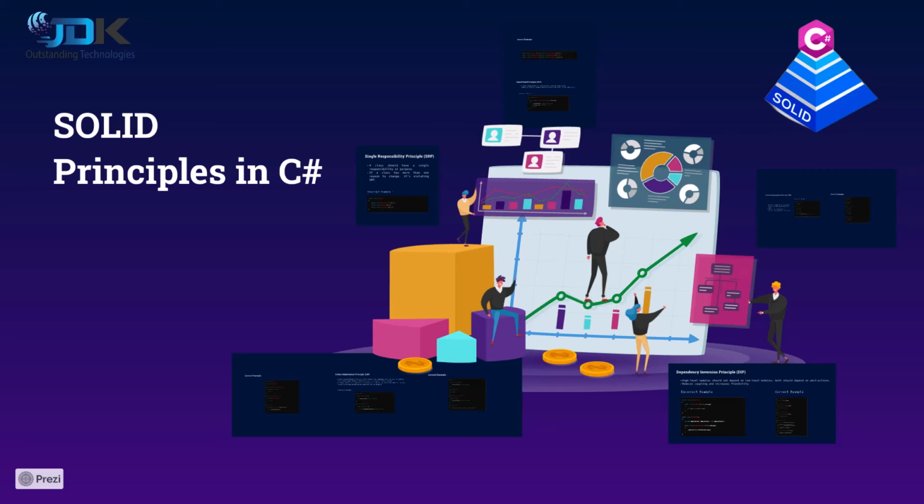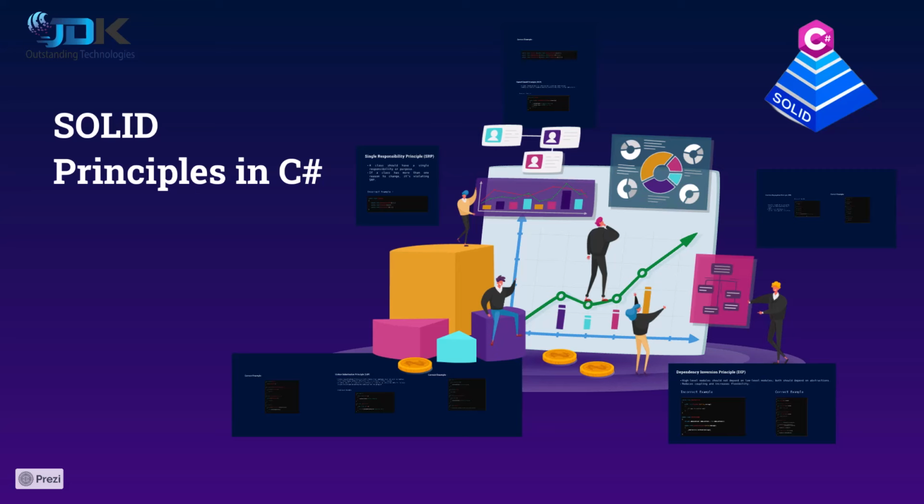Today we're going to talk about SOLID principles, specifically in C#. SOLID principles, just to start with, are a set of 5 design principles that help developers write more maintainable, flexible, and scalable code. They were introduced by Robert C. Martin, someone you might know as Uncle Bob, and formed the foundation for object-oriented programming and design.